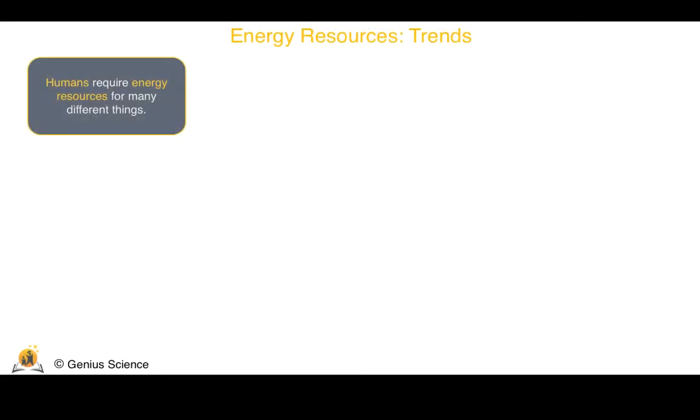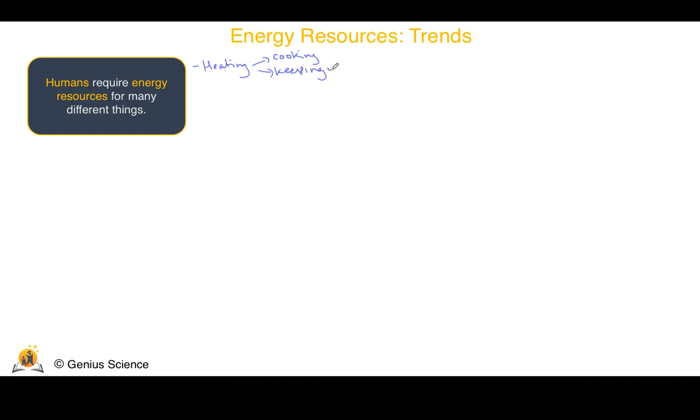Humans require energy resources for many different things, such as for heating, which is needed for cooking and keeping warm, and also for operating machinery. This could be in factories or other places of work. Energy resources are also required for transportation, for example in boats, cars and planes.